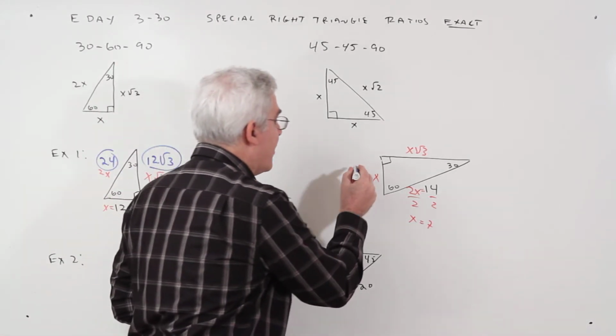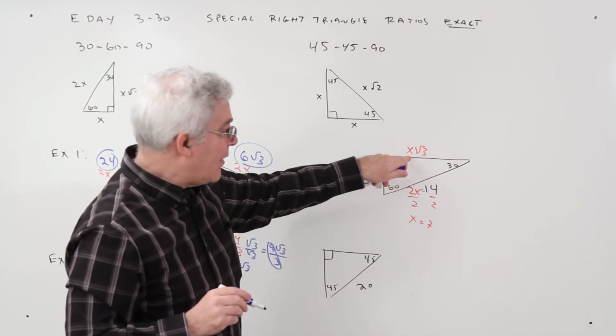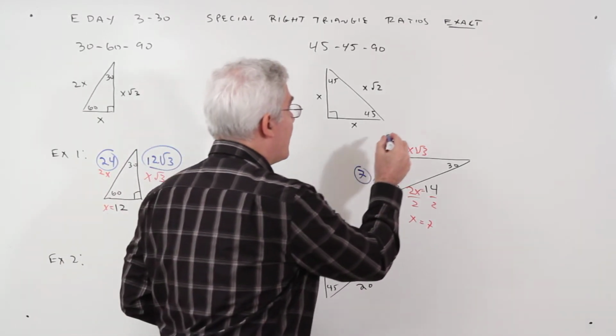This side here is 7. And then this side here is x times radical 3. So 7 radical 3.